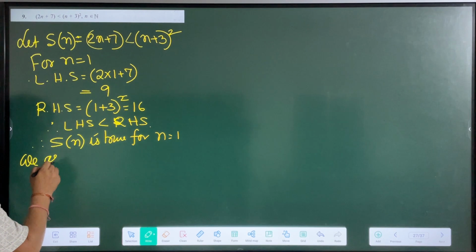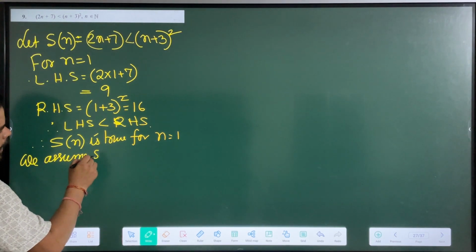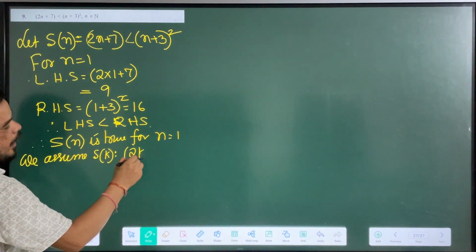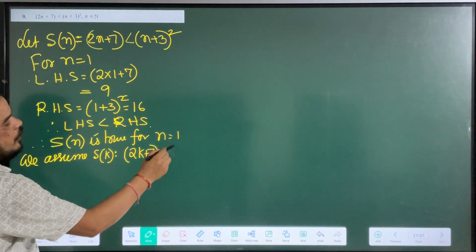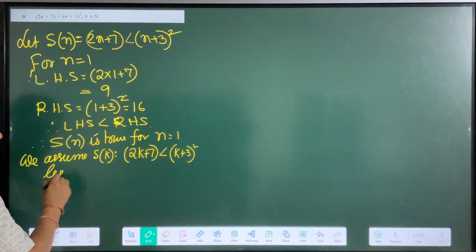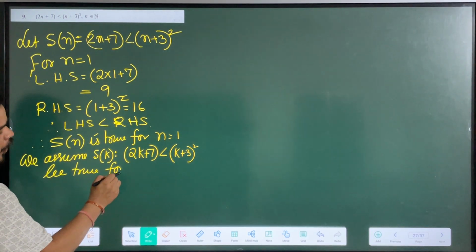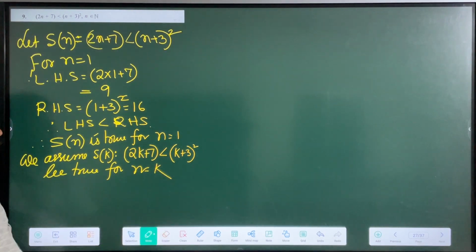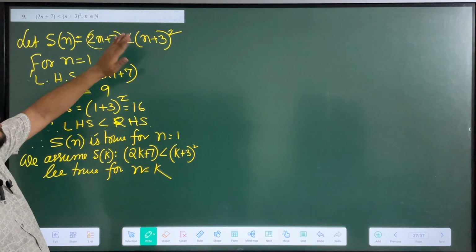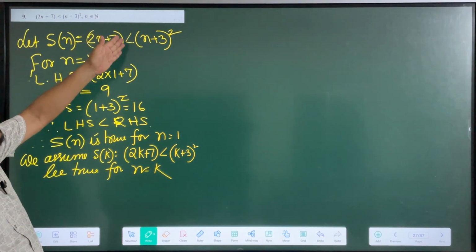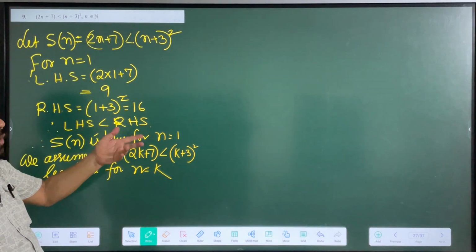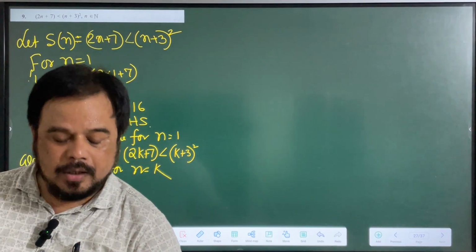We assume Sk: 2k plus 7 smaller than k plus 3 whole square be true for n equals k. Very simple. In previous sums there was an equal sign between left hand side and right hand side. Now there is a smaller than sign. So let it be like this. We will continue as what we do for the equal sign.